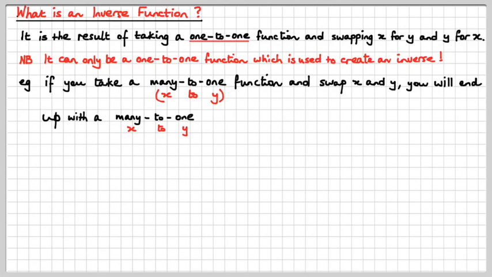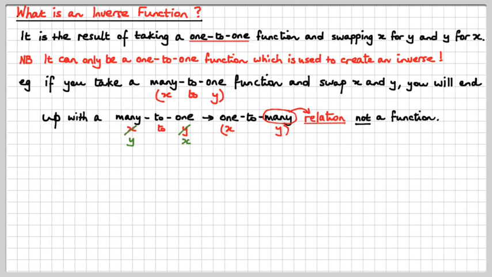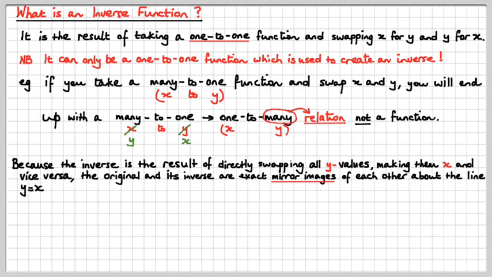E.g., if you took a many-to-one function, many x to 1 y, and you swapped x and y, you will end up with what was originally a many-to-one. Now let's swap the x and y. So there's the x now, and there's the y. So you're going to end up with a one-to-many, which is not a function, that is a relation. So it has to be one-to-one, absolutely has to be one-to-one.